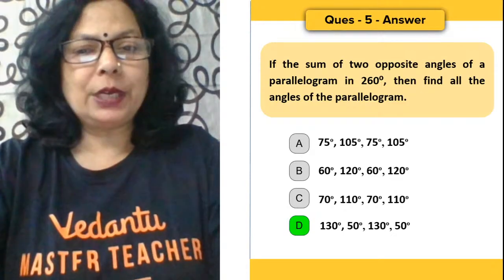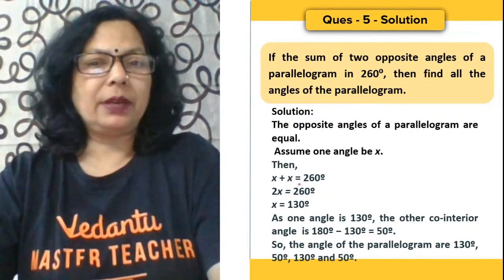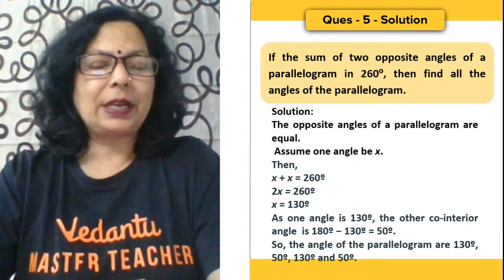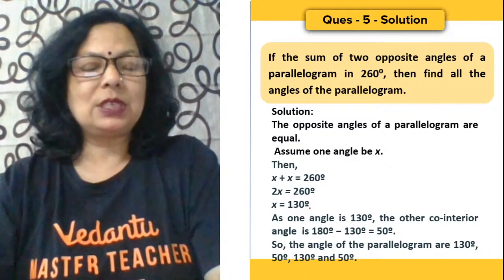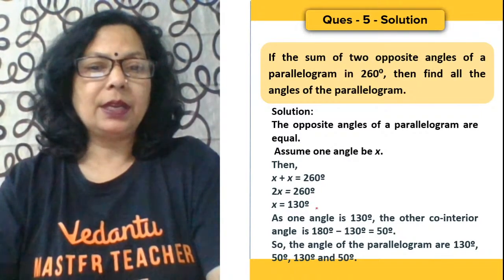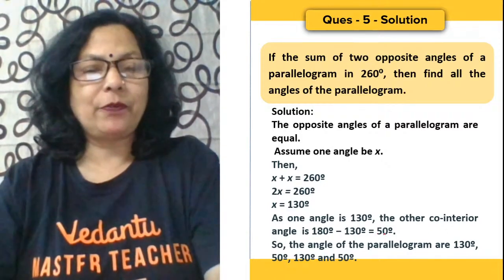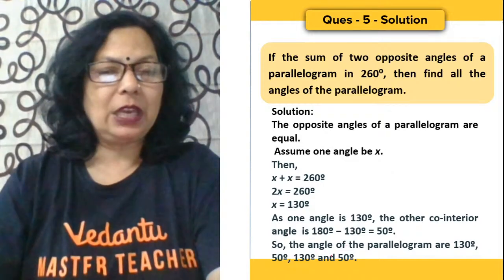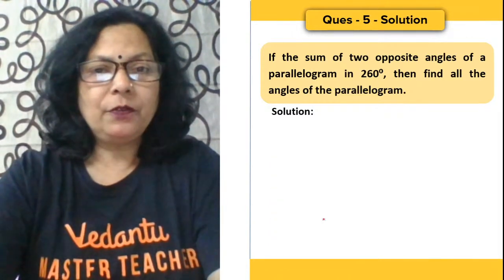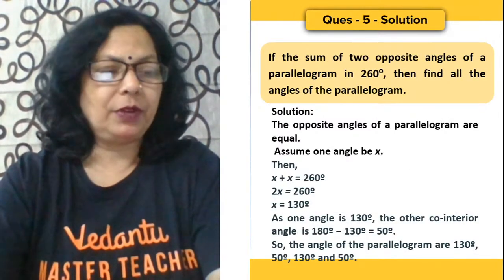Yes, option D is correct. The opposite angles of the parallelogram are equal. Assume that x plus x is 260. So 2x is 260, x is 130. Right. Now, as one angle is 130, the other co-interior angle will be 50 degrees. So the angles of the parallelogram are 130, 50, 130 and 50.